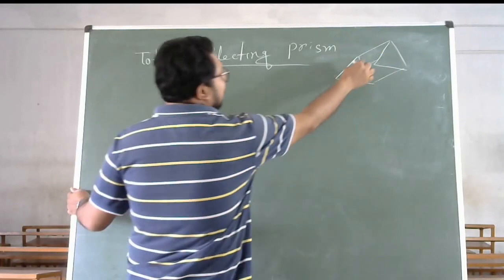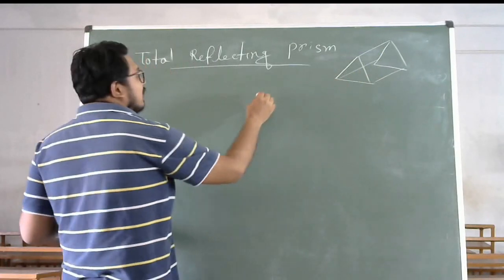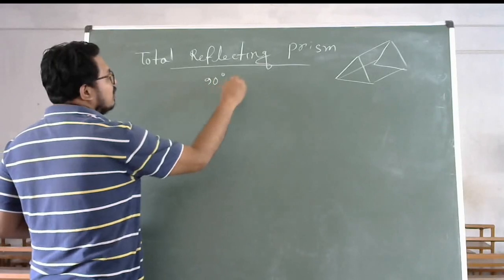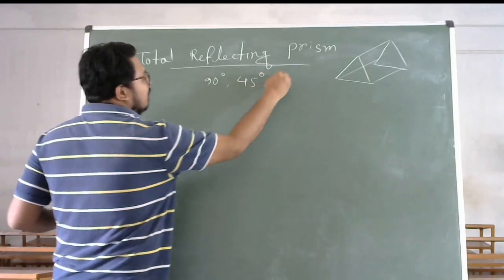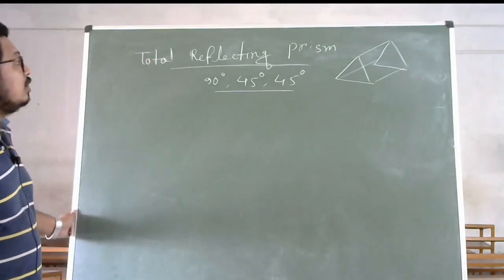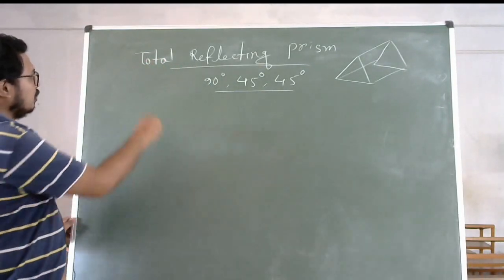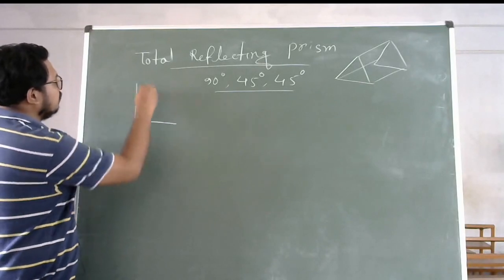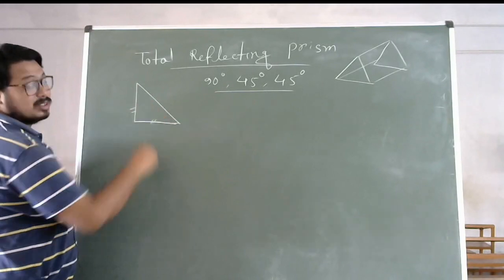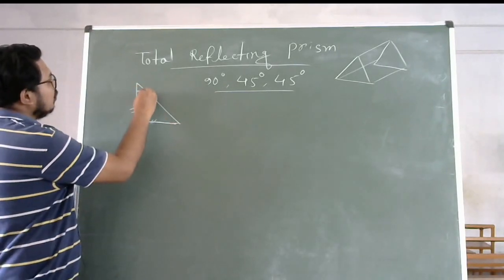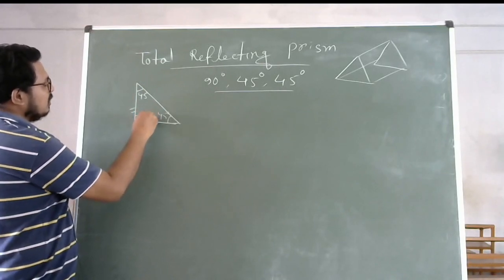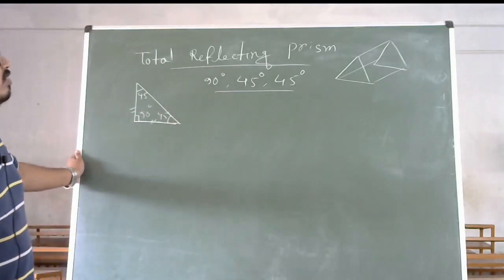Clear? Normally we discuss the front side. If the angles of the prism are 90 degree, 45 degree and 45 degree, that type of prism is called a total reflecting prism. The two sides are equal, that is isosceles, and the other angles will be 45 degree, this one also 45 degree, and this angle will be 90 degree. This type of prism is called a total reflecting prism.